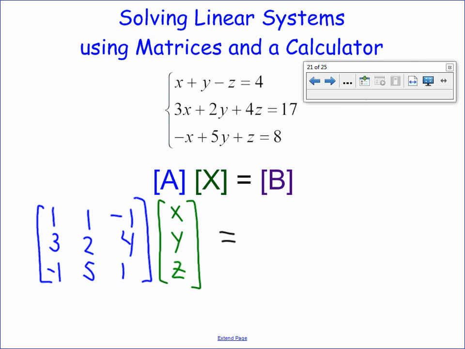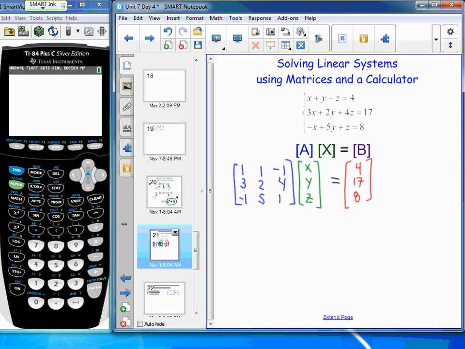Equals, and then my constant matrix. My constant matrix is gained by taking the constants in order from top to bottom. My constants are 4, 17, and 8. Take a minute and make sure you've translated our given three variable system into a matrix equation. So that's coefficient matrix times variable matrix equals constant matrix. Does everybody see it? What are we going to do to solve this? We're going to multiply both sides by A inverse. But to get that, we're going to use our graphing calculator. So everybody to the graphers.